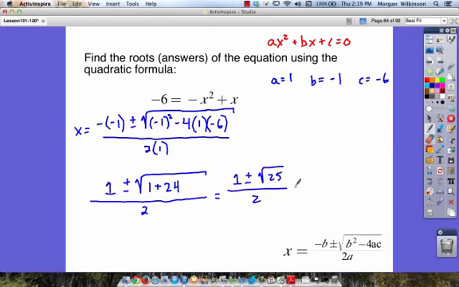Square root of 25 is 5. So we get 1 plus or minus 5 all over 2. Now we can solve our two answers. The first way we're going to get our answer is to say 1 plus 5. 1 plus 5 is 6, and 6 divided by 2 equals 3. There's one answer. Now we've got to get the second answer. 1 minus 5, that's negative 4. And negative 4 over 2 is going to equal negative 2. So we've got our second answer. Our roots, or our answers to this equation, are x equals 3 and x equals negative 2.